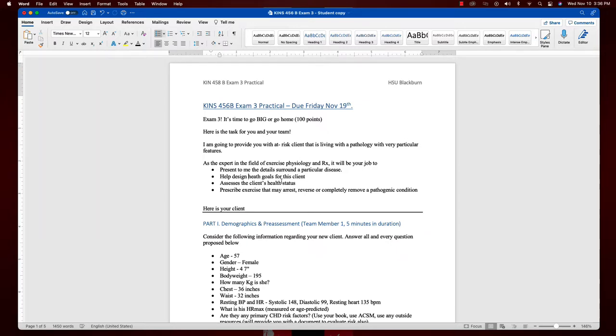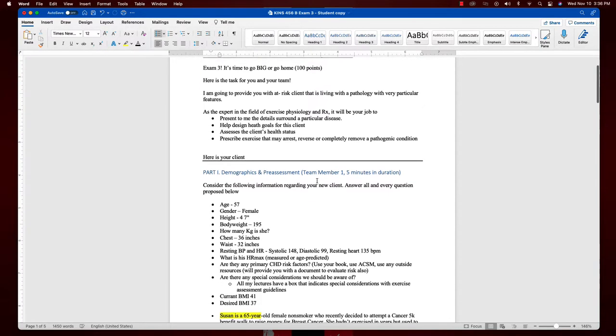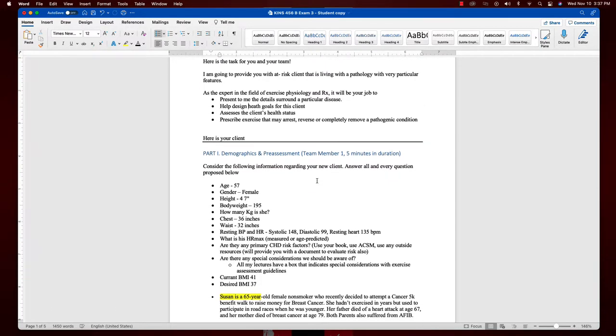Help design health goals for this client. Assess this client's health status. Prescribe exercise that may arrest, reverse, or completely remove a pathogenic condition. All right, so here we go. On the first section here, you are going to have one of your team members present this information to me for about 5 minutes in duration via video.